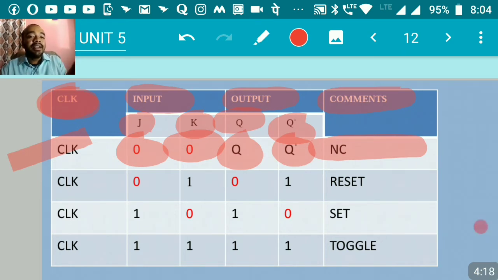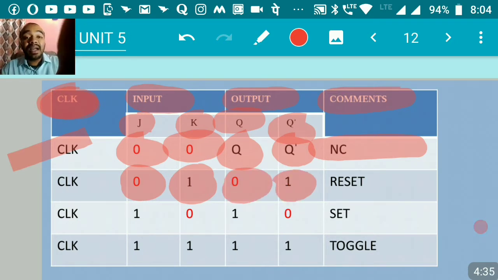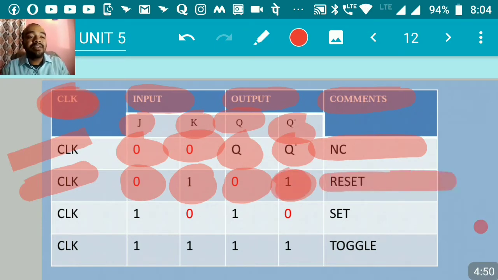Then in the next iteration, we have J is equal to 0 and K is equal to 1. Then the output will be Q is equal to 0 and Q bar will be equal to 1, after applying the clock pulse, this you have to remember. After applying the clock pulse, the output Q will be equal to 0 and Q bar will be equal to 1, and as here the reset output is high, we say that the JK flip-flop has reached a state that is called the reset state of the JK flip-flop. Understand?